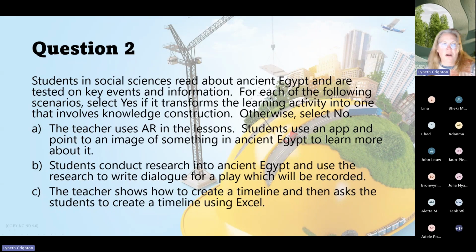So another question is that they are in social science, but they've read about ancient Egypt and they're going to be tested on key events and information. Which one of the scenarios transforms the learning activity to one that involves knowledge construction? So in other words, which one is knowledge construction and which ones are not? So the teacher uses AR in the lessons. Students use an app to point out the image of something in ancient Egypt to learn more about it.